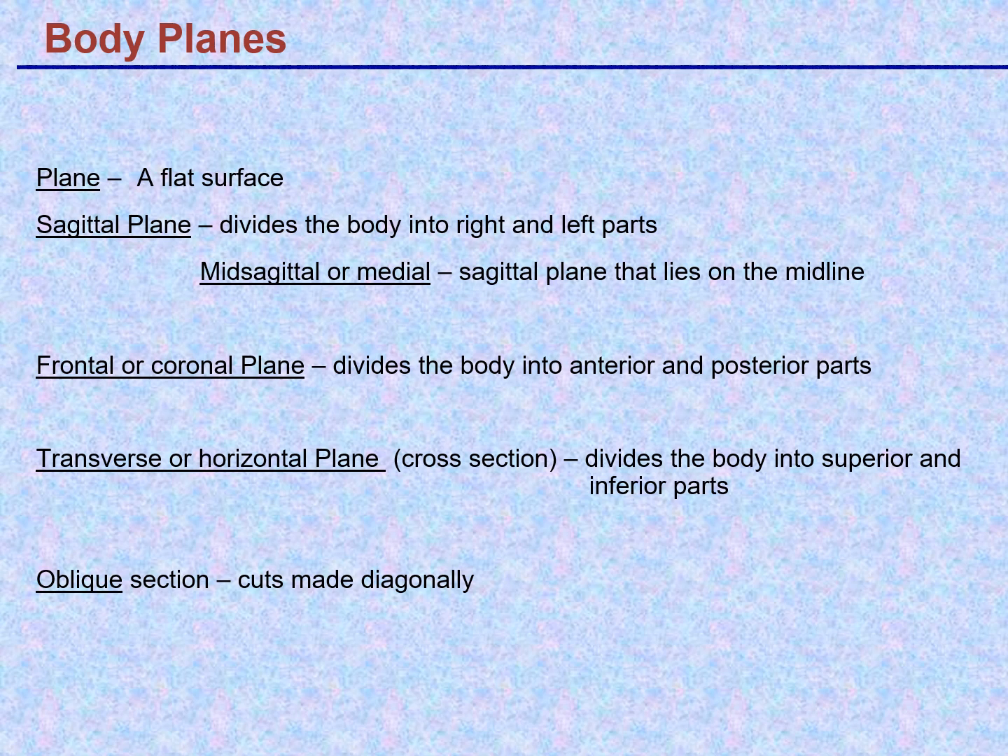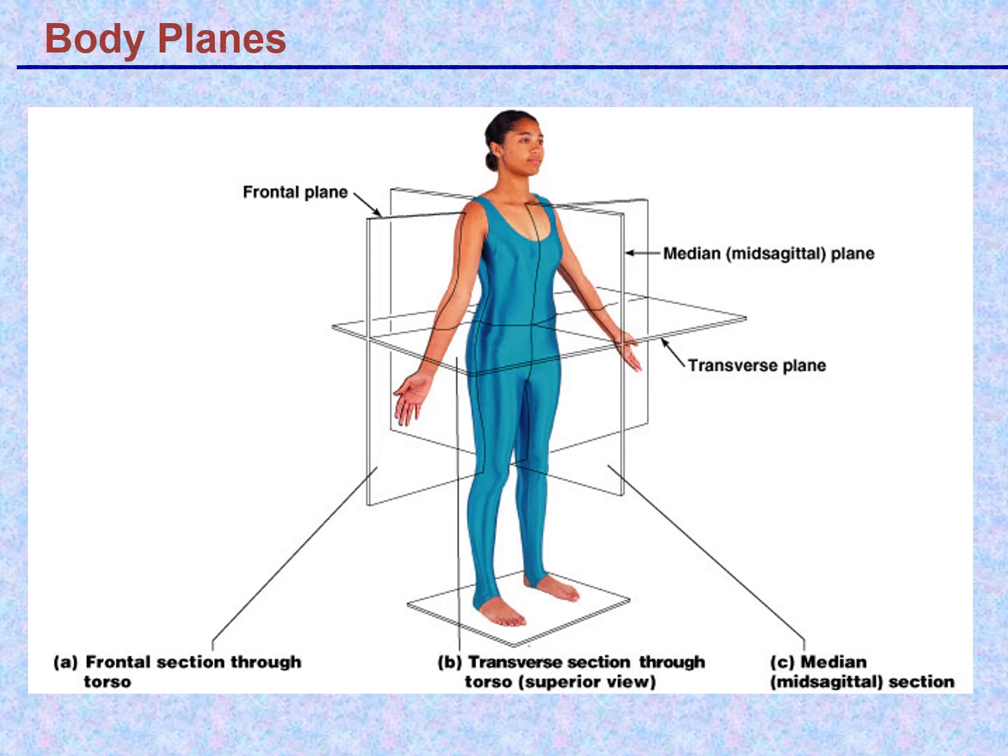A flat surface dividing the body into anterior and posterior parts is a frontal plane. Any cross section of the body is a horizontal or transverse plane, and if it's at an odd angle, not the standard 90 degrees, it's an oblique section or oblique plane. And this next slide shows that. So here you see this plane here. I'll highlight it.